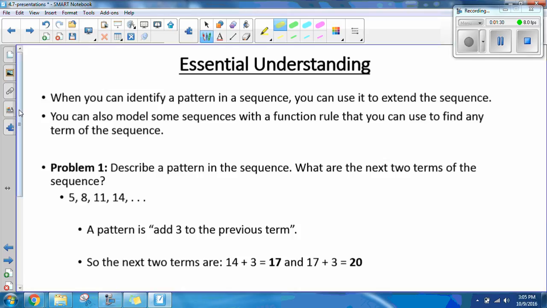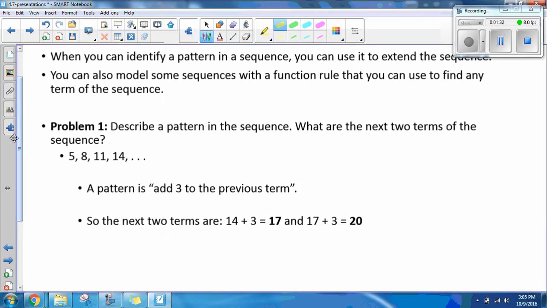sequence. For example, describe a pattern in the sequence. What are the next two terms of the sequence? Here is our sequence, and we need to figure out the pattern. So it looks like, to get from 5 to 8, I add 3. 8 to 11, I can add 3. So the pattern is add 3 to the previous term. So to find the next two terms after 14, we just add 3 to 14 and get 17. And then to get the next term, I use the previous term, 17, add 3 to that to get 20.